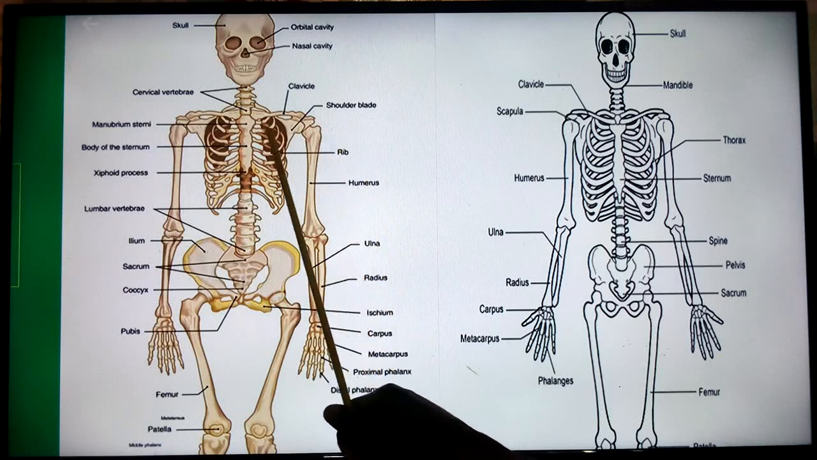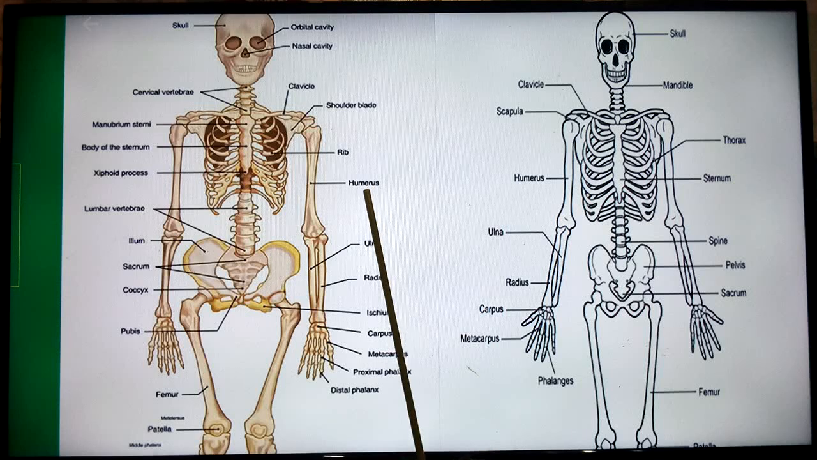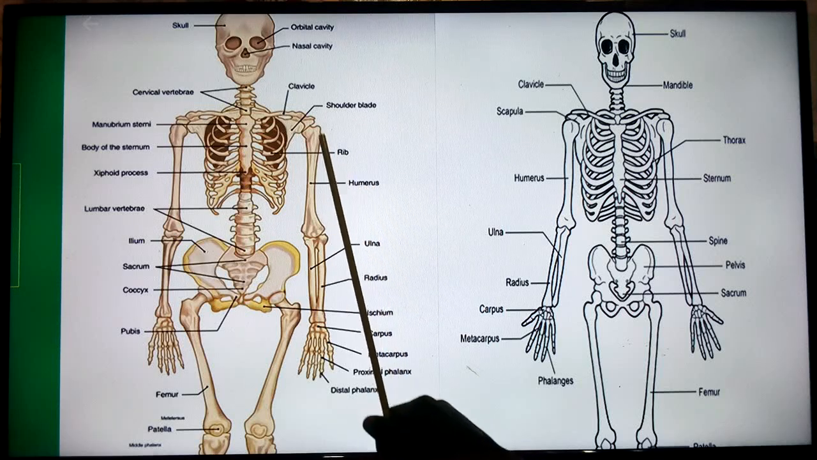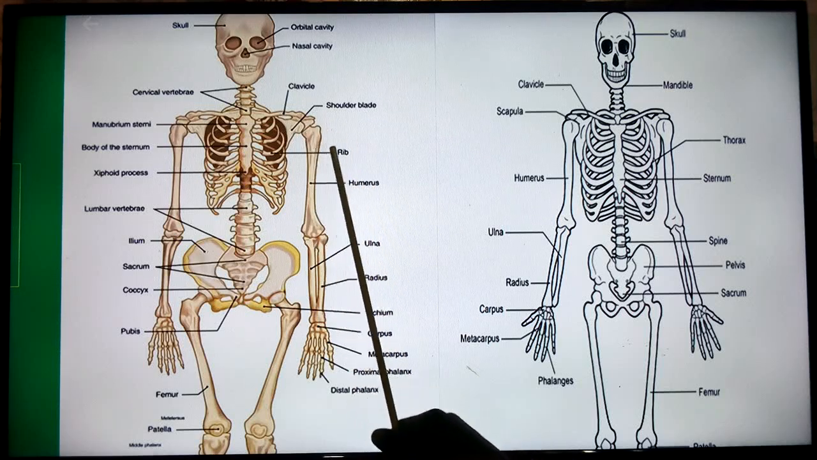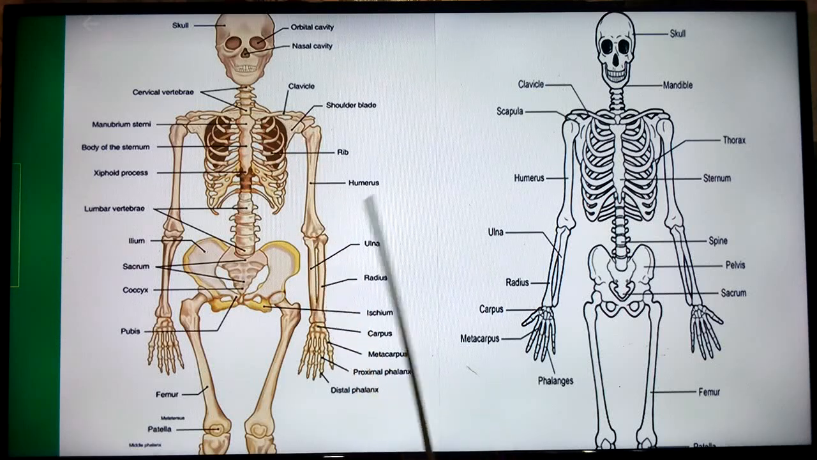Now, apart from this one, we have this particular bone which forms part of the upper limb, referred to as the humerus. This is part of the articulation of a bone joining to the upper part of the thoracic cavity. The humerus is joined to the ulna and the radius, which form part of the limb that leads to the carpus and the metacarpus, the proximal phalanx, and then the distal phalanx, which form part of the hand.